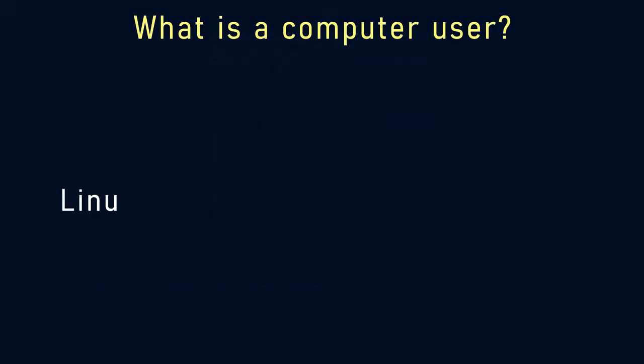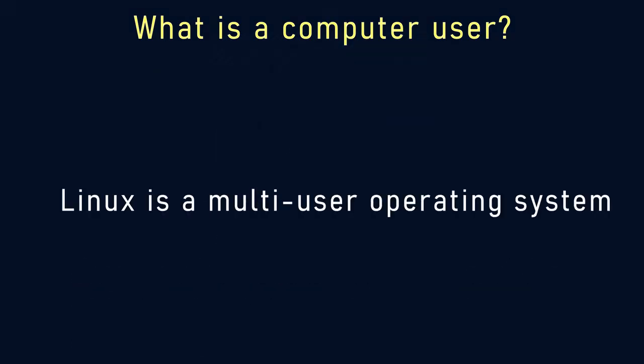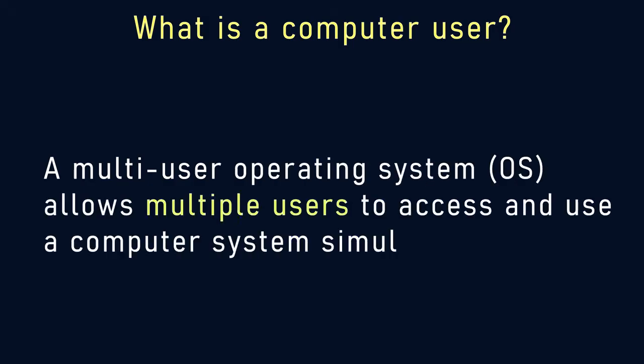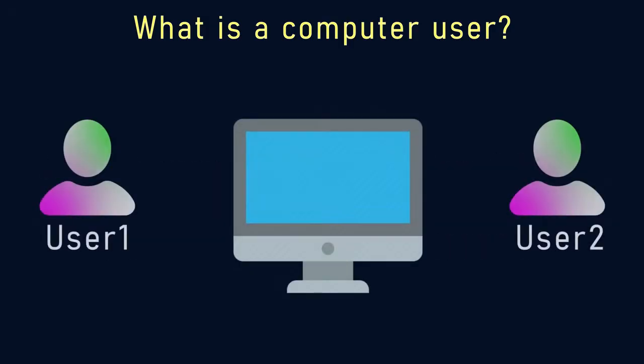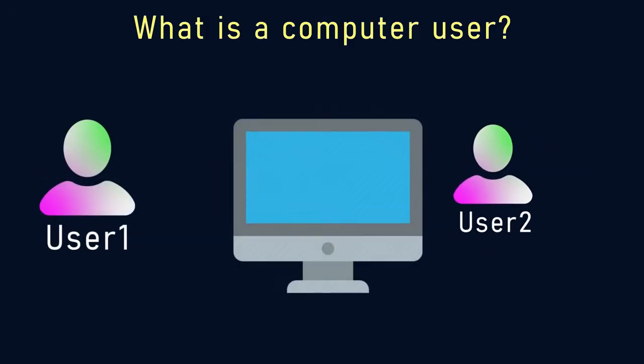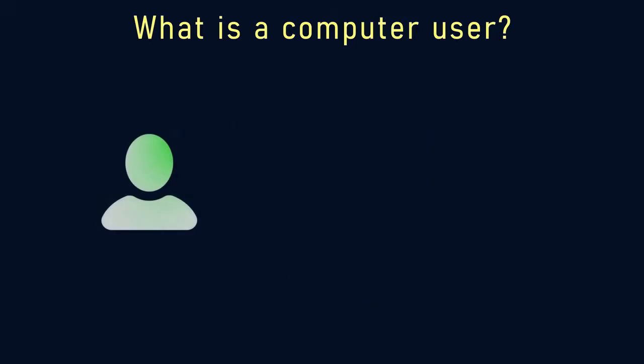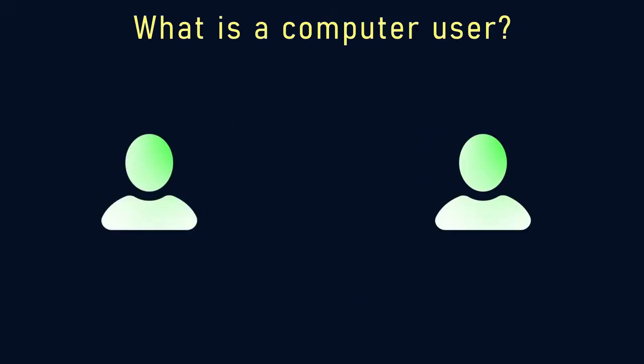Now, Linux is a multi-user operating system. Now, what does multi-user mean? A multi-user operating system allows multiple users to access and use a system simultaneously. This means several user accounts can be logged in at the same time. In a multi-user environment, we can create separate or multiple user accounts. Each user has their own account with a unique username and password.